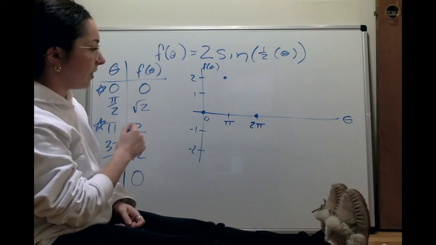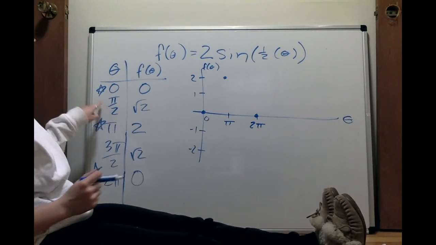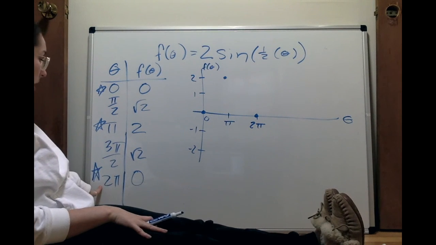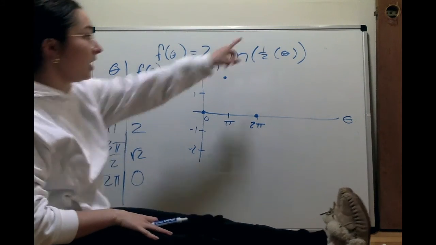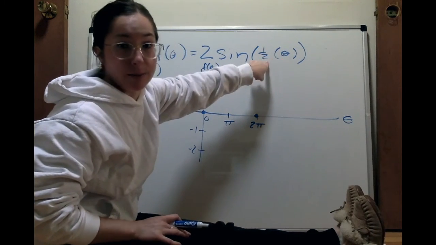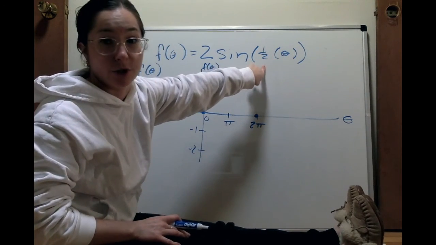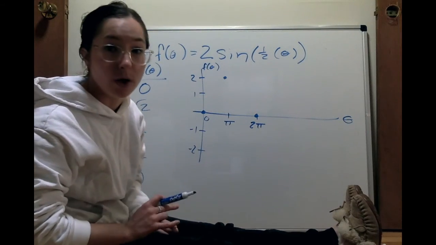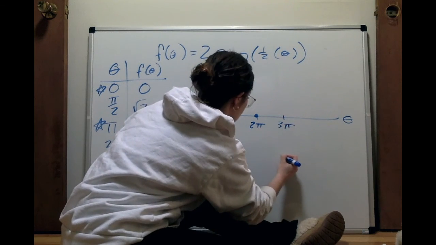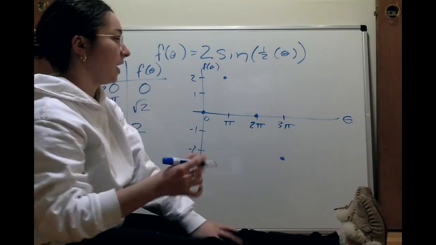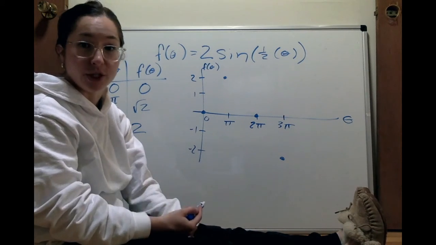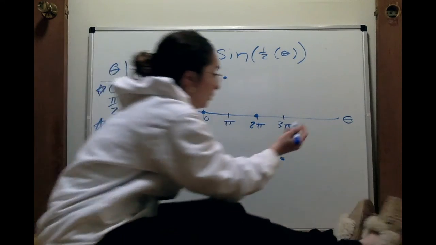And so now I think I'm going to skip all of the pi over 2, 3 pi over 2, etc. And now I'm going to jump to 3 pi. If I do sine of 3 pi times 1/2, so what's 3 pi divided by 2? 3 pi over 2. Sine of 3 pi over 2 is -1, times 2 is -2, okay, like that. And then if I put in 4 pi, then I get 4 pi divided by 2 is 2 pi. Sine of 2 pi is 0 times 2 is still 0.